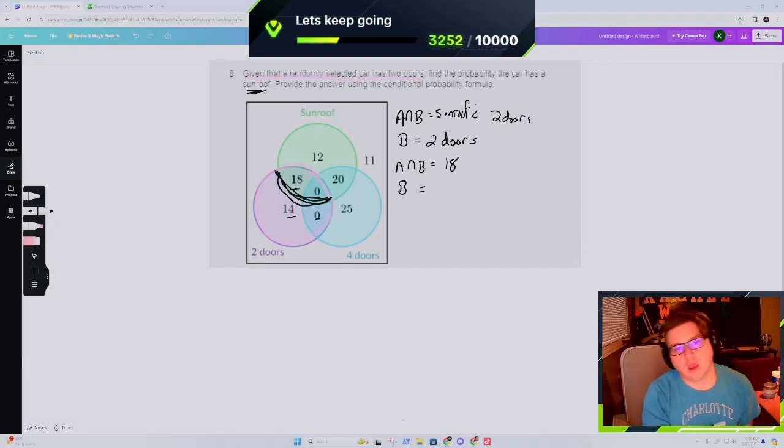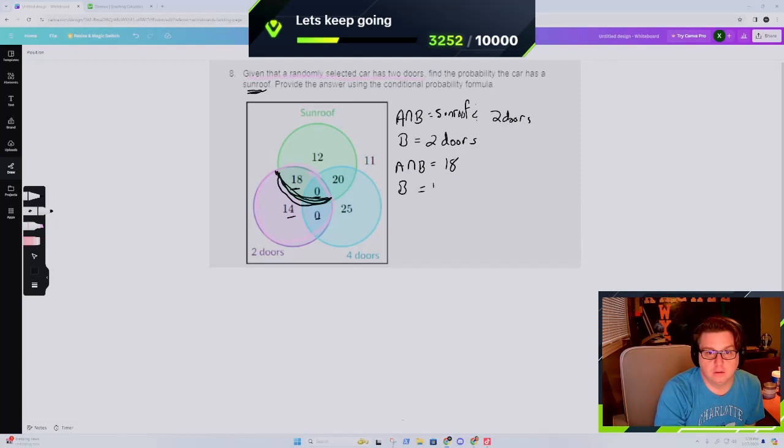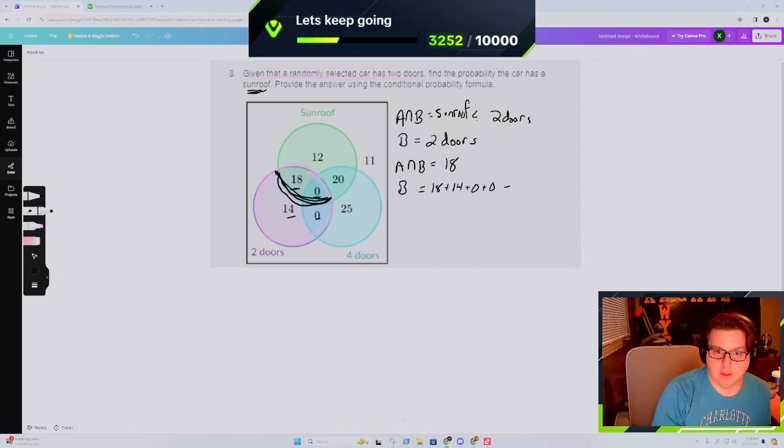Well, the zeros, you will see numbers in these in other problems, but in this one, it's just 0, 0. So we have to put all 4 of these numbers together because these are all part of the pink, okay? So in other problems, if they're not zeros, you do have to include them in the 2-door. But for the fact that they're zeros, we can sort of ignore them, or you could just write 18 plus 14 plus 0 plus 0 so that you get in the habit of not ignoring them or forgetting about them. And that becomes 32.